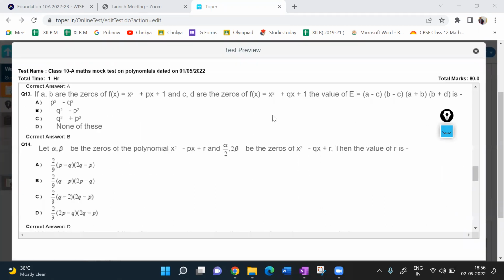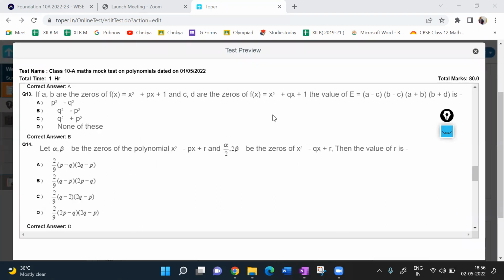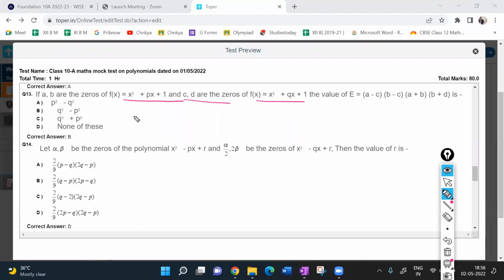This one: A, B are the zeros of this polynomial, and C and D are the zeros of this one. Then (A minus C)(B minus C)(A plus D)(B plus D). Lengthy one. Oh, is it so? Yes, sir. It took mostly half a page. A and B are the zeros of this polynomial. So A plus B is what, beta? Minus P. AB is what, beta? 1. So C plus D is what, beta? Minus Q. CD is what? 1. Correct? Substituting everything here. Yes. That's it.